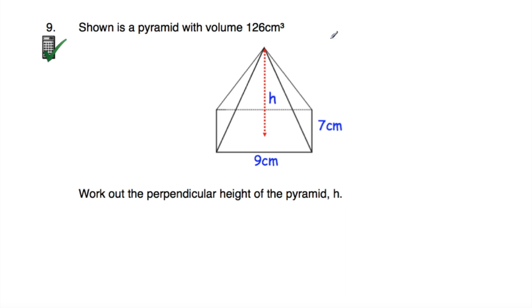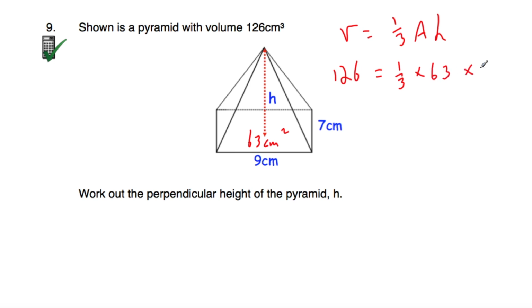So let's do that. So the volume of a pyramid is equal to a third multiplied by the area of the base multiplied by the height of the pyramid. So the volume this time we know is 126. And then we're going to do a third multiplied by the area of the base. So the base, well, is a rectangle, and we're going to do 9 times 7, so that's 63 centimeters squared. So that's the area of the base of the pyramid. So a third times 63 times h, the height of the pyramid. So let's work this out.